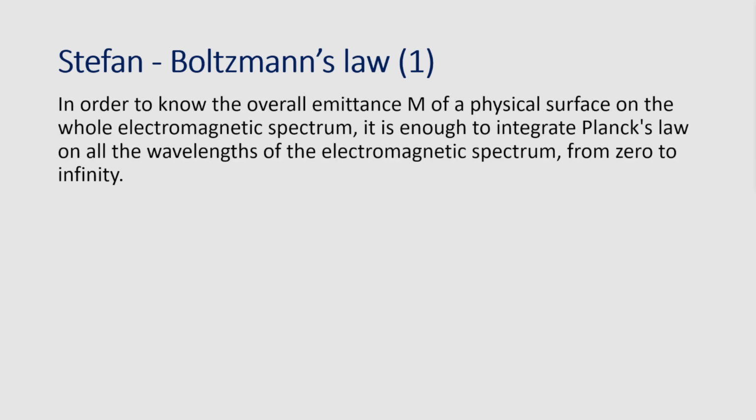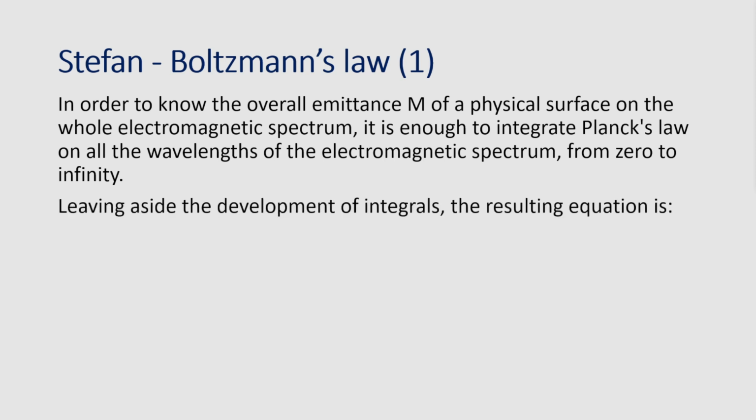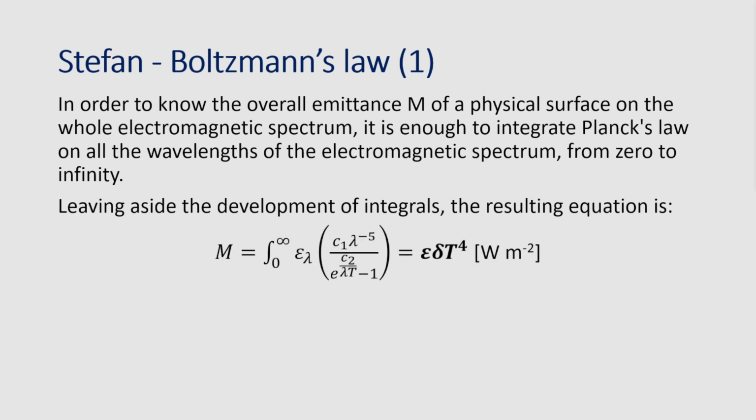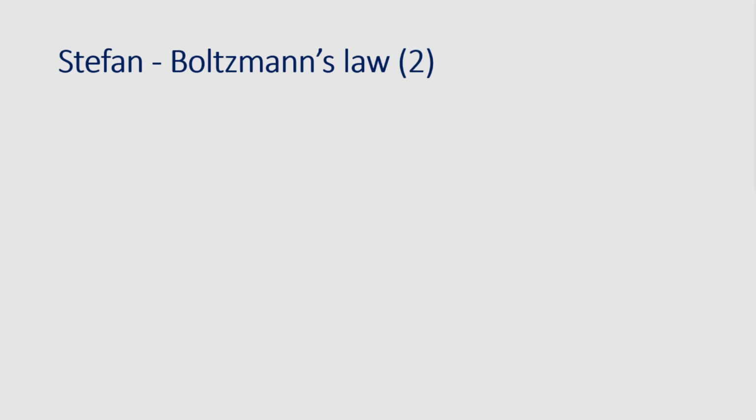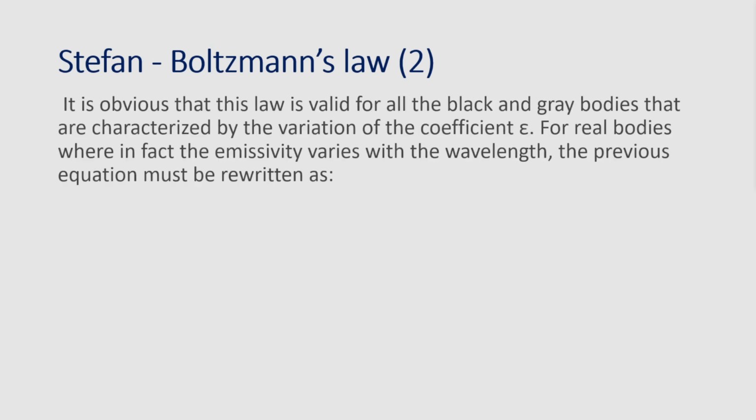Stefan Boltzmann's law, 1. In order to know the overall emittance M of a physical surface on the whole electromagnetic spectrum, it is enough to integrate Planck's law on all the wavelengths of the electromagnetic spectrum, from 0 to infinity. Leaving aside the development of integrals, the resulting equation is M = delta T to the fourth, where delta is a constant that is equal to that quantity.